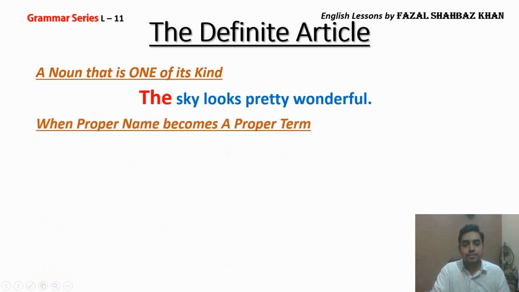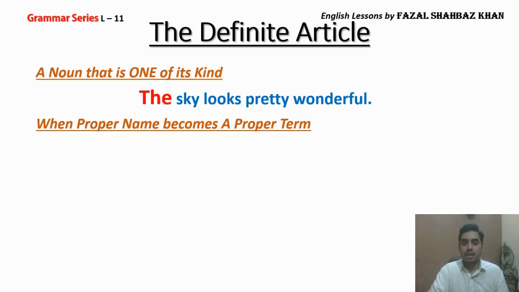So let's take another example. When a proper name becomes a proper term. Now here is the thing that we need to understand very clearly and with complete care. Look, when we talk about a proper name and when we talk about a proper noun, there are two different things. When we talk about a proper name, we don't attach any article. Like the name of Shahbaz, my name is, and I don't have any article attached with my name, that is Shahbaz.